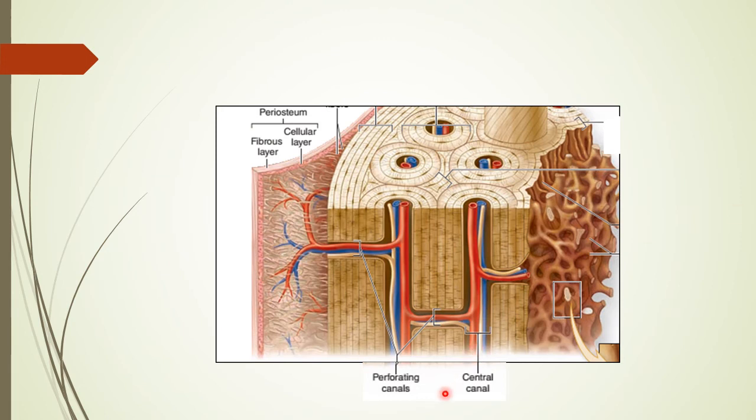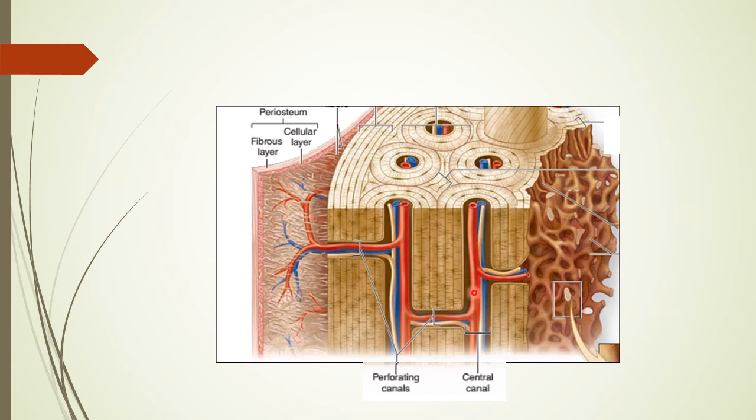As we see in this image, this is a section in humerus bone. This is the osteon, and this is an osteon, and this is an osteon. Osteon or Haversian system. Here it is cut longitudinally. Each Haversian system has a central canal, and on the outside there is the cement line.